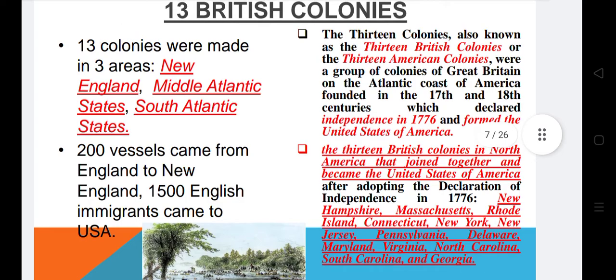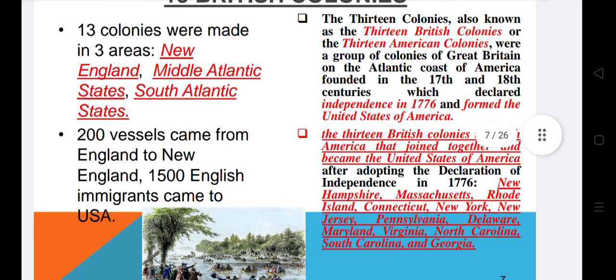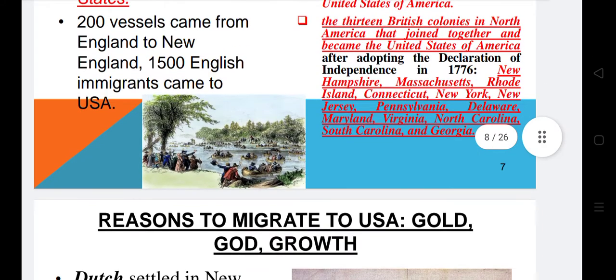We'll see, these are New Hampshire, Massachusetts, Rhode Island, and then Connecticut, New York, New Jersey, Pennsylvania, Delaware, Maryland, Virginia, North Carolina, South Carolina, and Georgia.